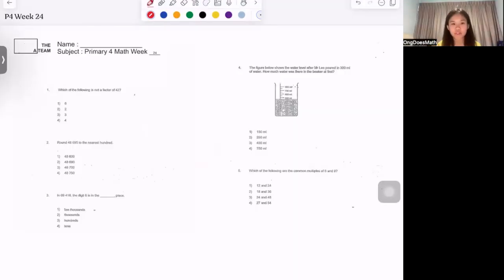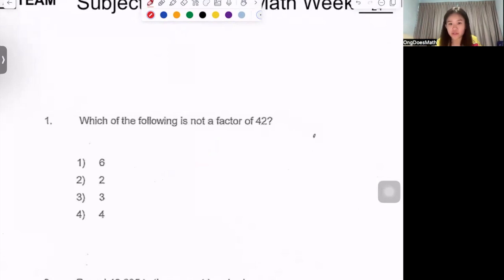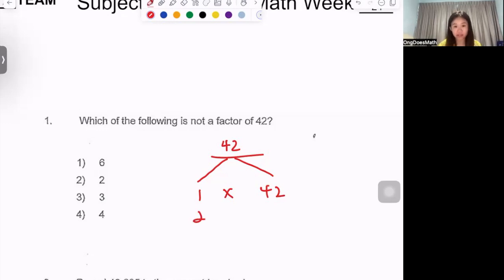Okay, so let's do the first question. Which of the following is not a factor of 42? Before you can do this question, we have to find out what the factors of 42 are. First write down 42, then draw two lines branching out. 1 is definitely a factor of 42. So 1 times 42 gives you 42. Since it's an even number, 2 will also definitely be another factor. So 2 times 21 gives you 42.